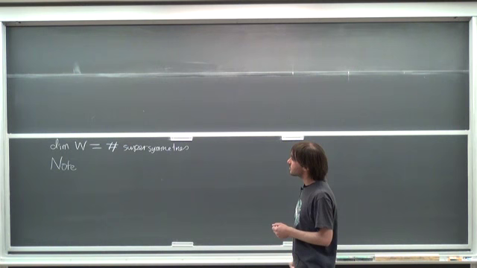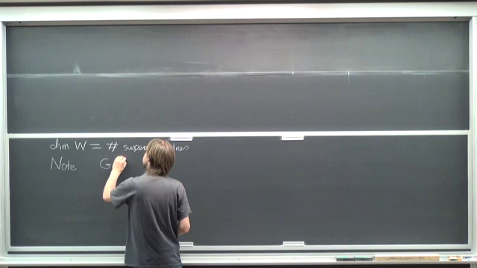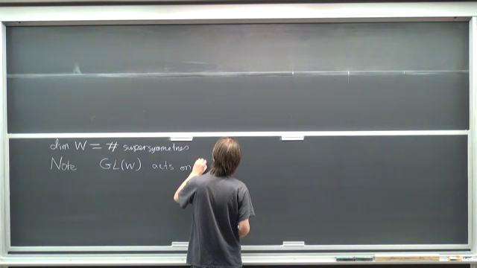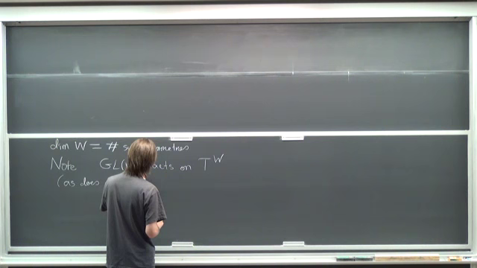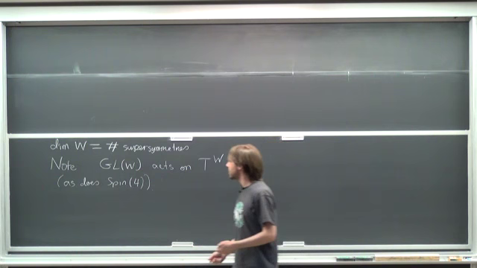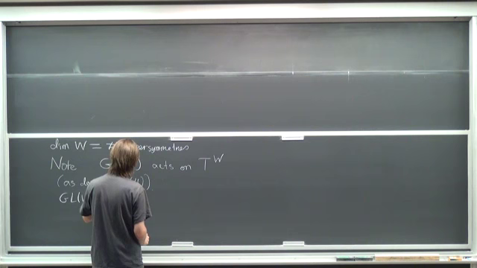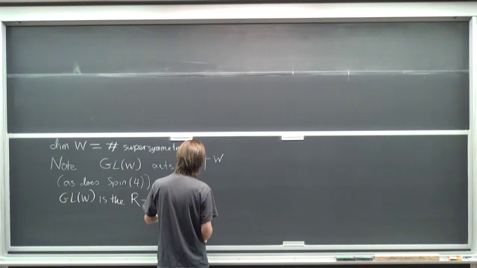So note that the group GL(W) acts on this Lie algebra. Of course, as does Spin(4). This group is called the R-symmetry group.